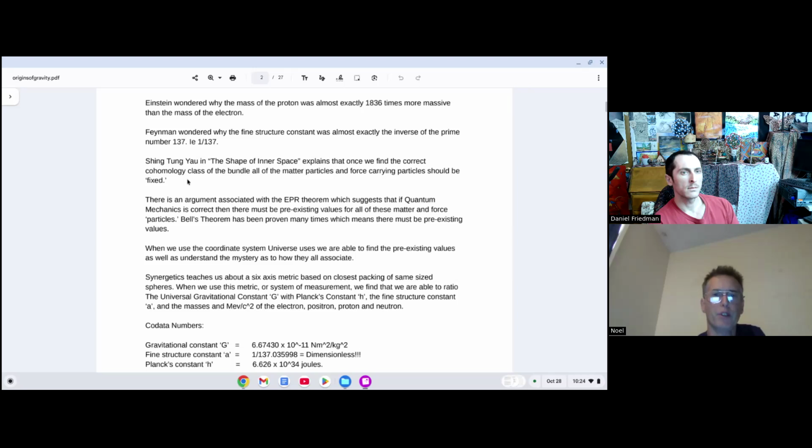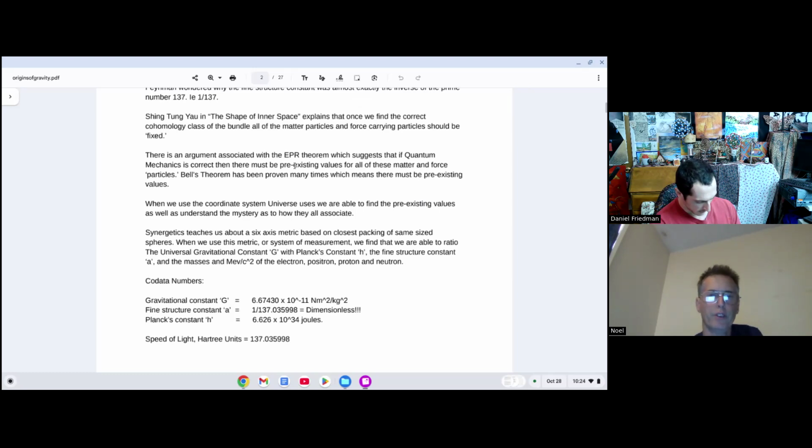Shing-Tung Yau, in The Shape of Inner Space, explains that once we find the correct cohomology class of the bundle, all the matter particles and force-carrying particles should be fixed. In other words, when we find the correct metric, which is a system of measurement, we'll find that the particles are all fixed. Now, there's an argument associated with the Einstein-Podolsky-Rosen theorem, which suggests that if quantum mechanics is correct, then there must be pre-existing values for all of these matter and force particles. Bell's theorem has been proven many times, and that means there must be pre-existing values.